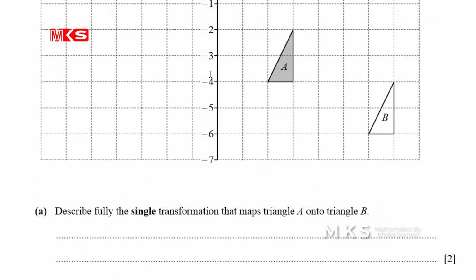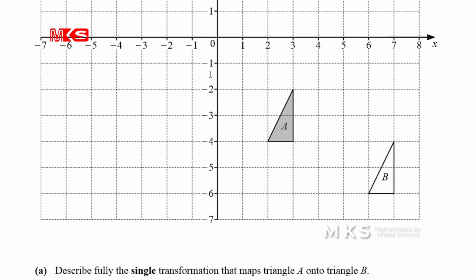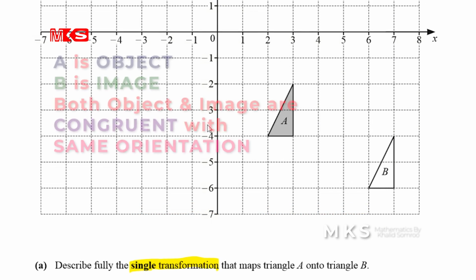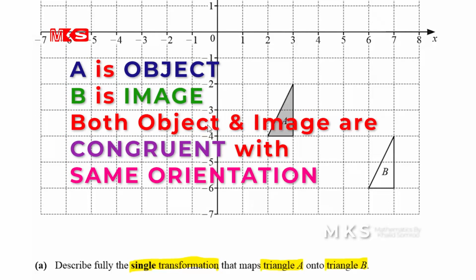Describe fully the single transformation that maps A onto B. The statement of the question is, describe fully the single transformation that maps triangle A onto triangle B. It means triangle A is the object and triangle B is the image. It means A is mapped onto B.